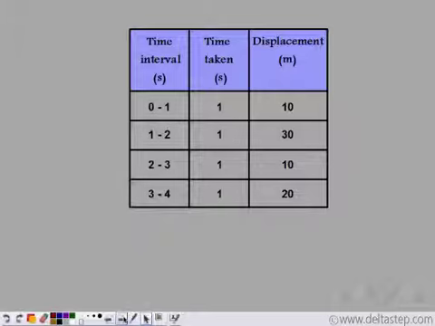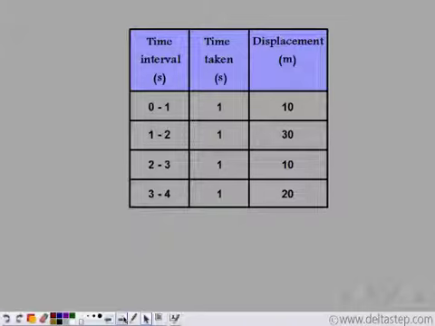In time interval 0 to 1 second, when the time taken was 1 second, the displacement of the boy was plus 10 meters. Again, here also we had considered the rightward direction as the positive direction. So displacement towards right has been denoted by a plus sign. So it is plus 10 meters. In time interval 1 to 2 seconds, the time taken is 1 second and the displacement is plus 30 meters. In 2 to 3 seconds, the displacement is plus 10 meters. And in 3 to 4 seconds, the displacement is plus 20 meters.